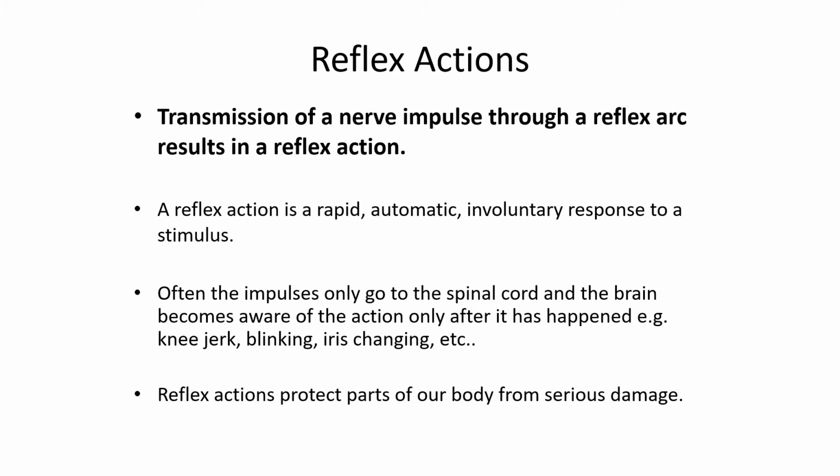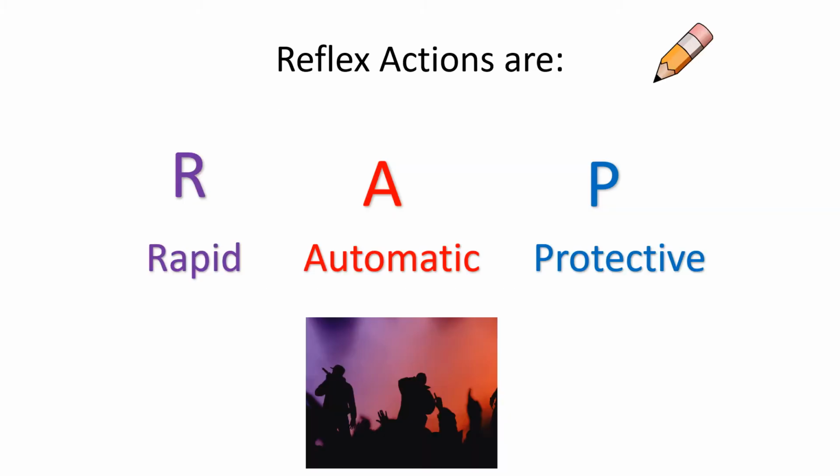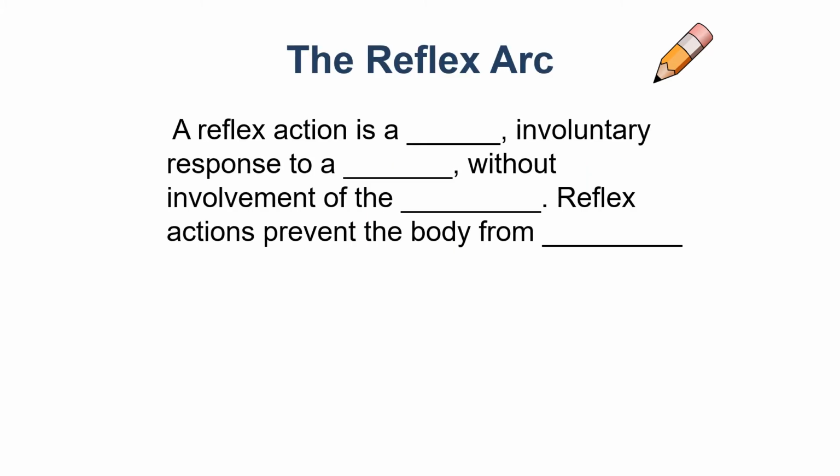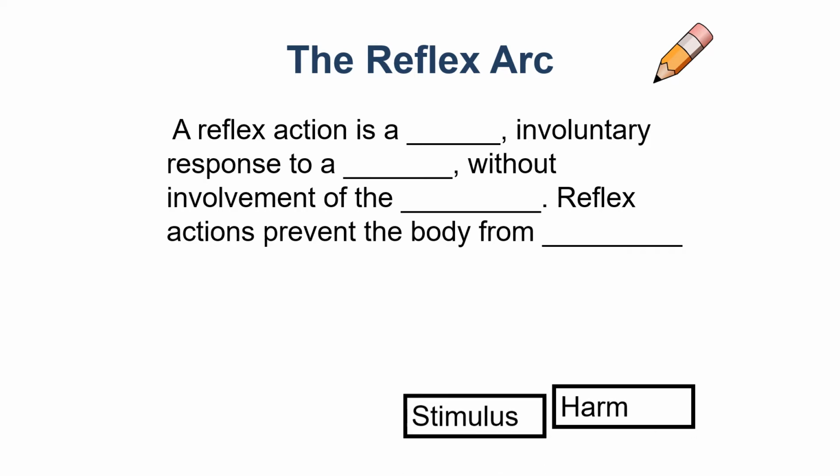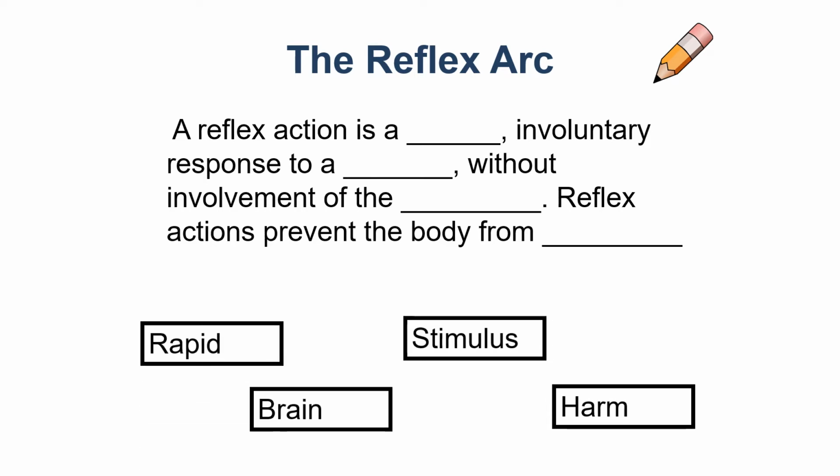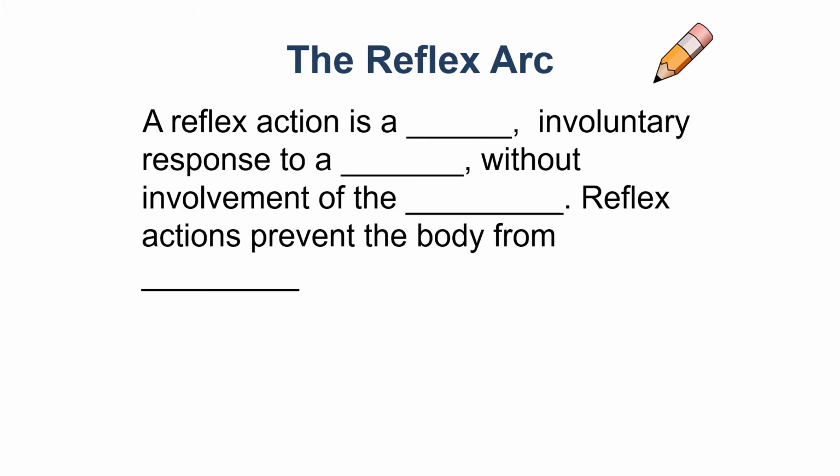Reflex actions protect parts of your body from serious damage. You need to remember that reflex actions are rapid, automatic and protective, and you would definitely write this in your jotter and highlight it. You should now be able to fill in the blanks with your previous knowledge, so pause the video and try to fill it in before we go over the answers. So the answers are that a reflex action is a rapid, involuntary response to a stimulus without the involvement of the brain, and reflex actions prevent the body from harm.